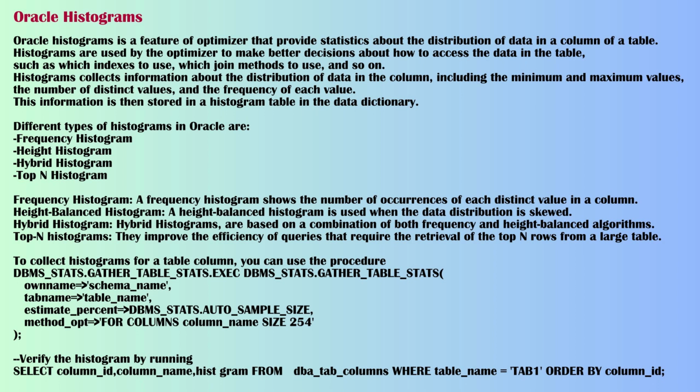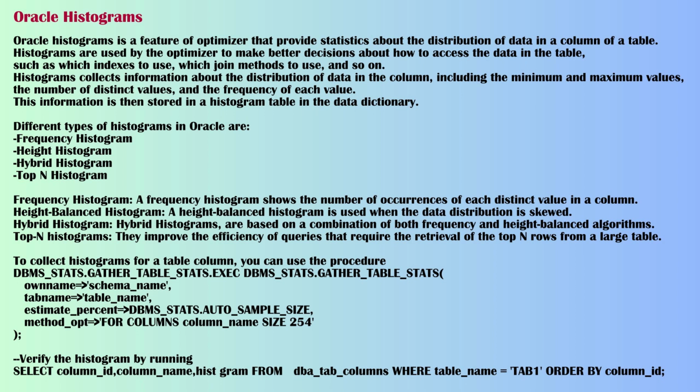Top-N histograms: they are designed to improve the efficiency of queries that require the retrieval of the top n rows from a large table. When a query requests the top n rows, the top n histogram can quickly identify the range of values that includes the top n values. This reduces the amount of data that needs to be scanned, making the query more efficient. Oracle top-n histograms can be particularly useful in large tables where queries that request the top n values are common. By using top-n histograms, Oracle can provide faster response times and better overall performance.